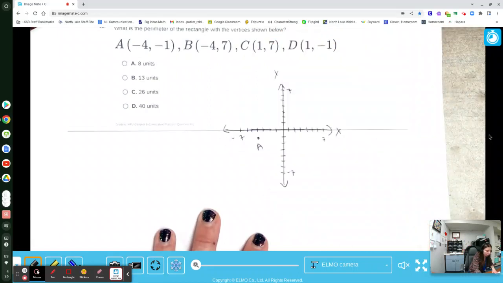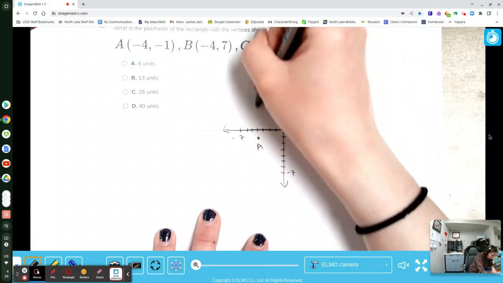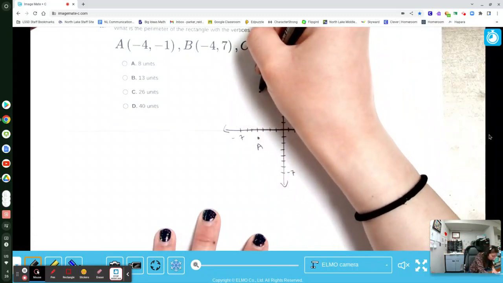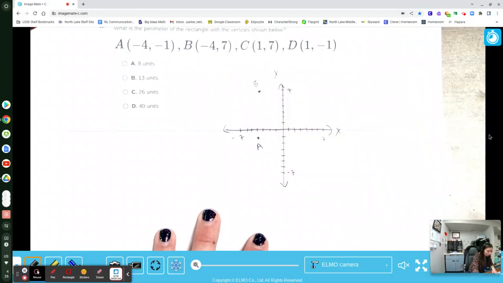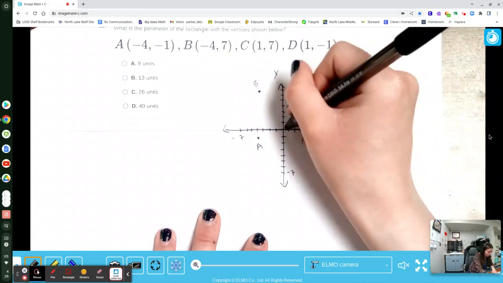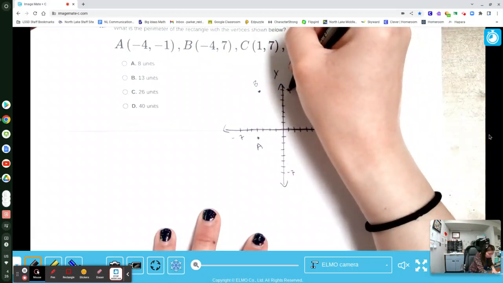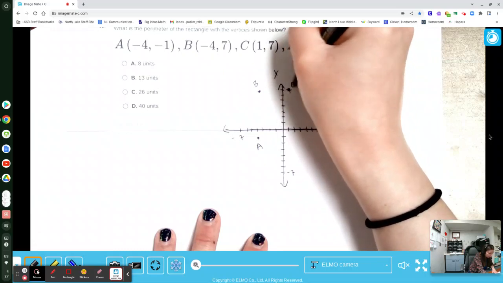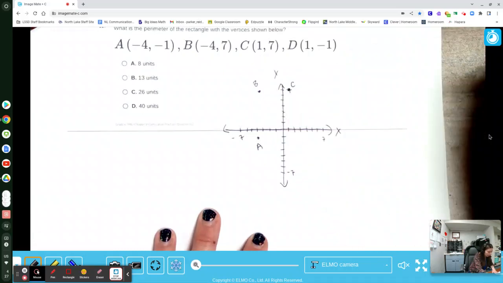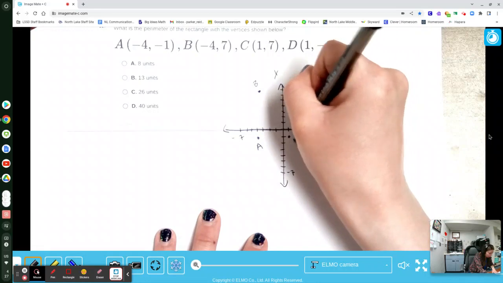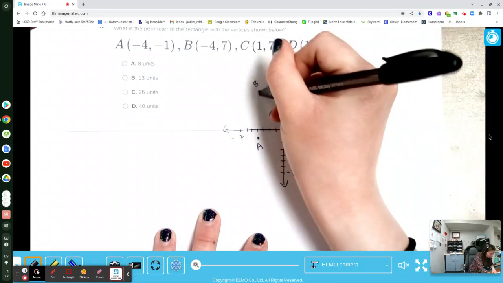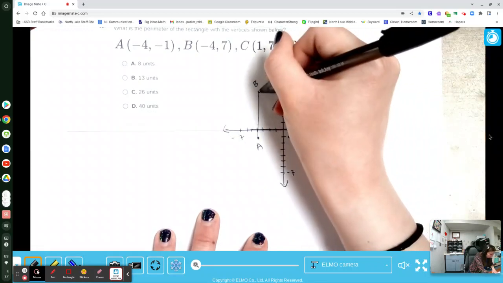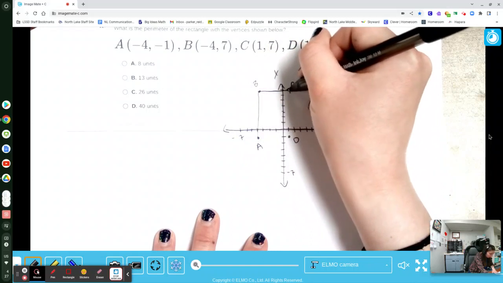Next, I'm going to graph B. It's negative 4, 7, that's left 4, and then up 7. Next, I have C, 1, 7, right 1, up 7. So it's actually kind of on the 7 I wrote down. And then D, 1, negative 1, right 1, down 1. So here's my rectangle. It's not perfect, but it's good enough.